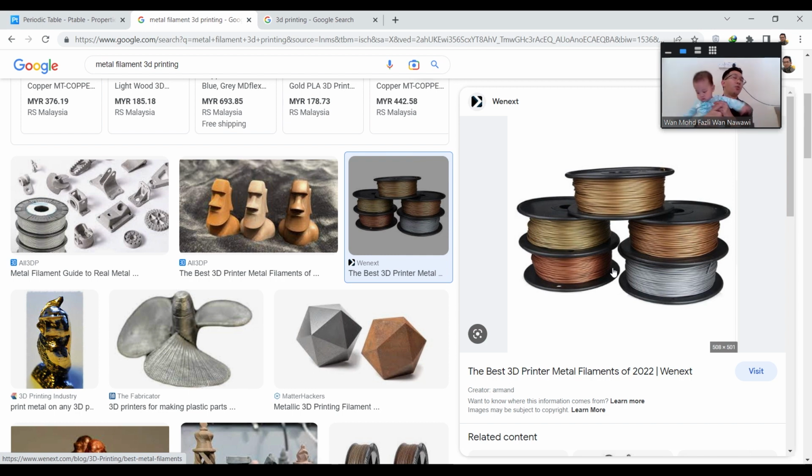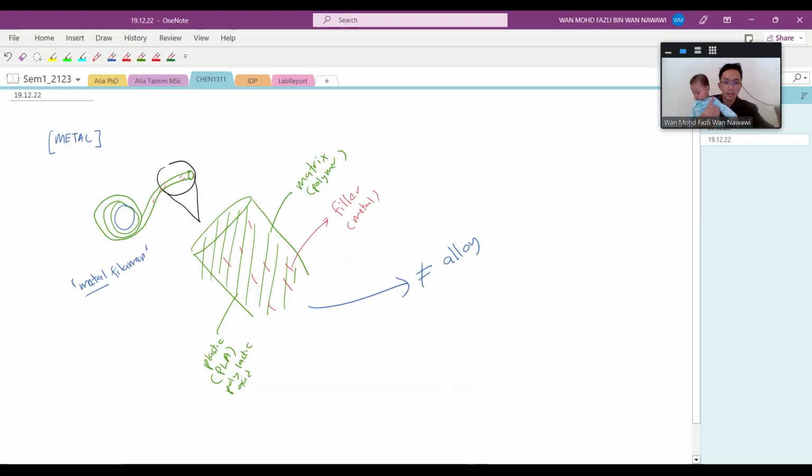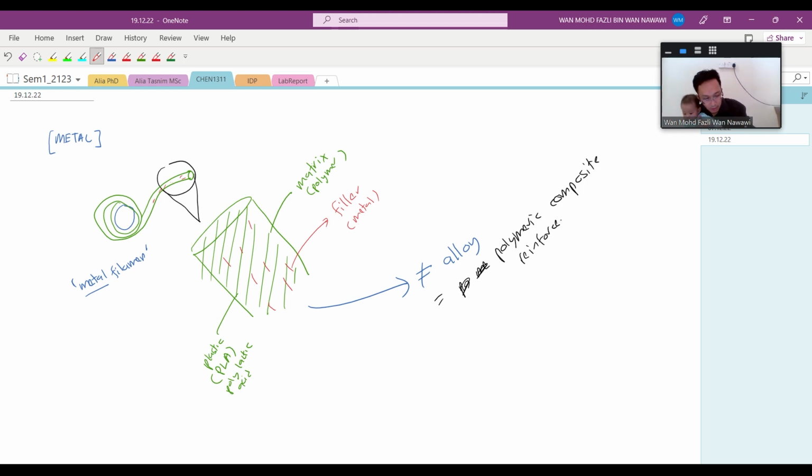We call that a composite. Rather than an alloy, we call it a metal polymer, a polymeric composite reinforced with metal. This is not an alloy. We just call it a composite.